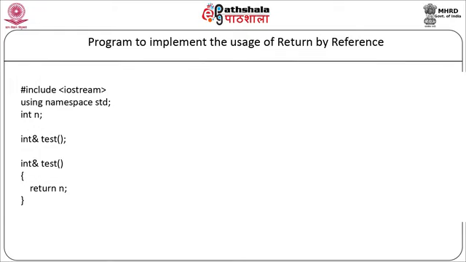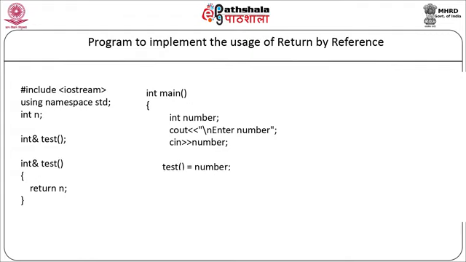We will start with the main code, int main. We will declare one variable int number. We will display the message to the user, cout enter number, cin number. Now we will give the call to the function as test() is equal to number. cout entered number is n, return 0, and our main program will end. Now inside this particular function, the reference is written. Now we will define the function as int& test(), return n, and closing bracket.